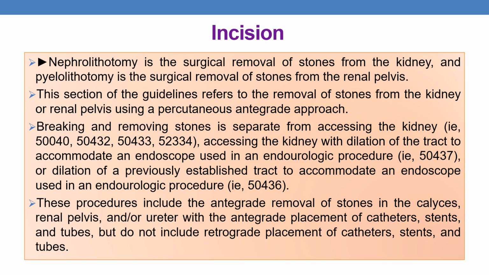Nephrolithotomy is the surgical removal of stones from the kidney, whereas pyelolithotomy is the surgical removal of stones from the renal pelvis. And this section of guidelines refers to the removal of stones from the kidney or renal pelvis using a percutaneous antegrade approach. Breaking and removal of stones is separate from accessing the kidney, with dilation of the tract to accommodate an endoscope used in an endourologic procedure, or dilation of a previously established tract to accommodate an endoscope used in an endourologic procedure. These procedures include antegrade removal of stones in the calyces, renal pelvis and or ureter with the antegrade placement of catheters, stents and tubes, but do not include retrograde placement of catheters, stents or tubes.